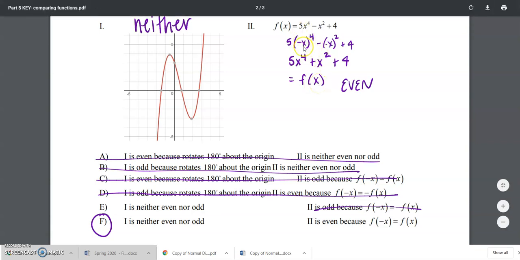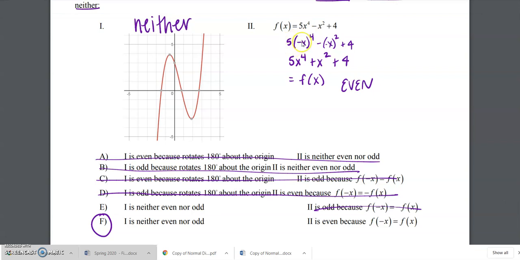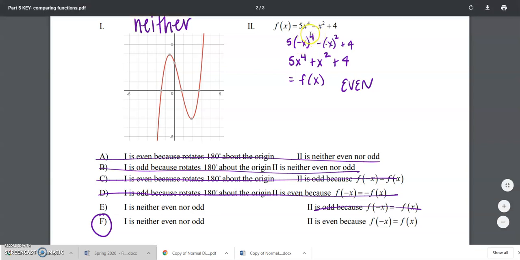So you can see here when I plug in negative x, a negative number raised to an even exponent will give you a positive number. Let me say it again. A negative number raised to an even exponent will give you a positive number. So because of that, negative x to the fourth becomes just positive x to the fourth, giving you 5x to the fourth. Negative x squared gives you positive x squared.